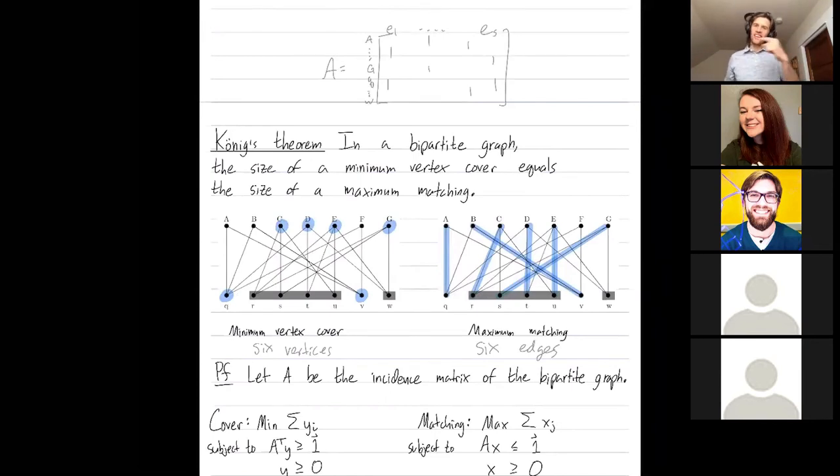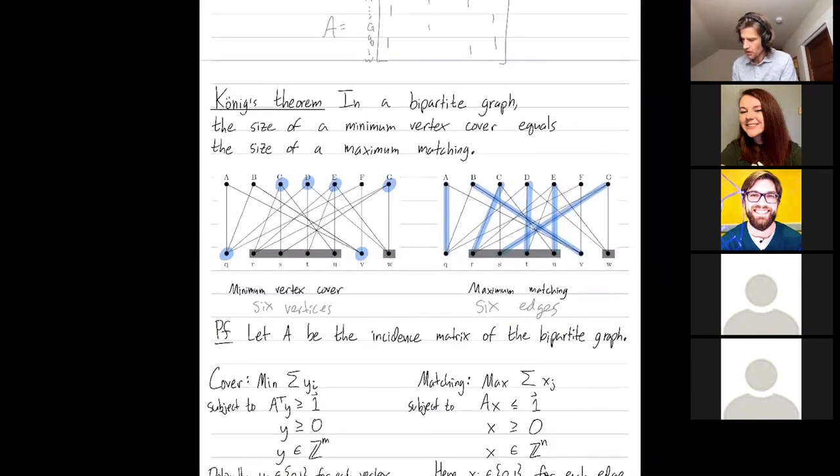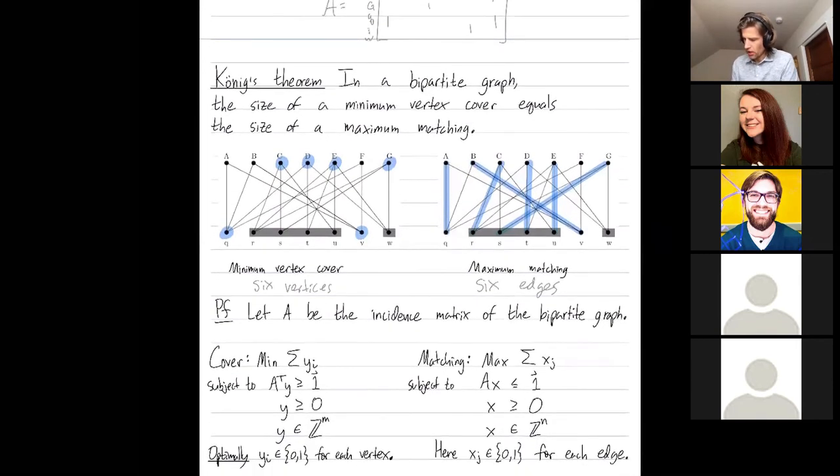Do you see that? The vertex row has ones corresponding to all of the edges that are connected to it, but then I take my vector encoding which edges I have, and I better get at most one, otherwise I don't have a matching because I would have too many edges incident to a vertex. All right.